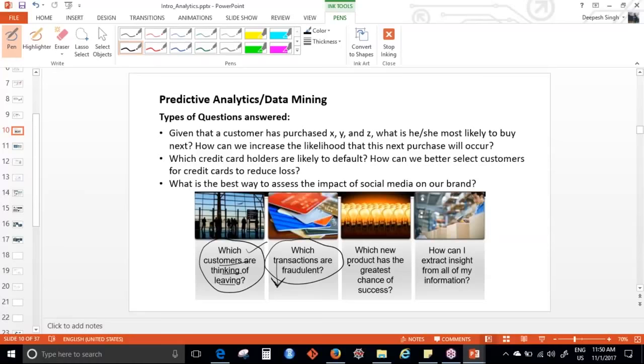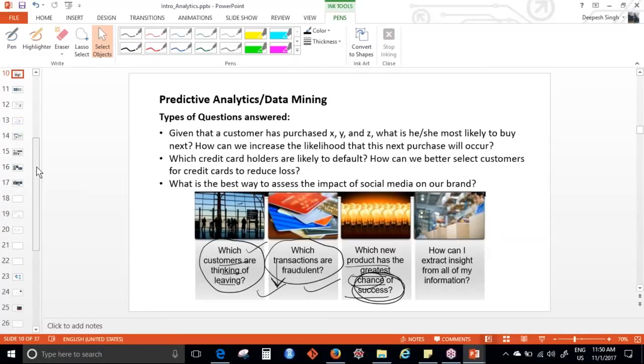Which product has the greatest chance of success? Again, you can see probabilities coming in here, right? Because we will always say it with a probability, so all these answers will be with a probability. So these are the questions through analytics. Okay, let's move ahead now.